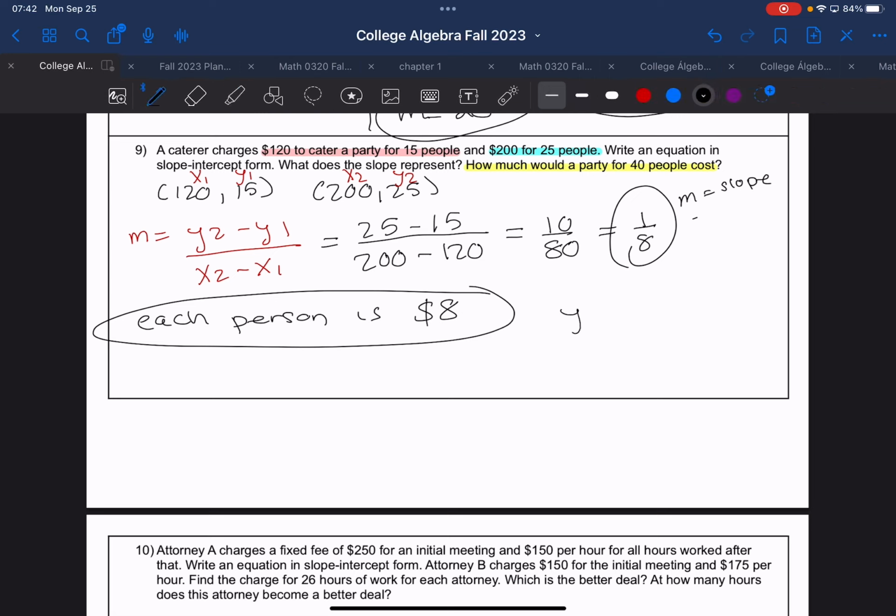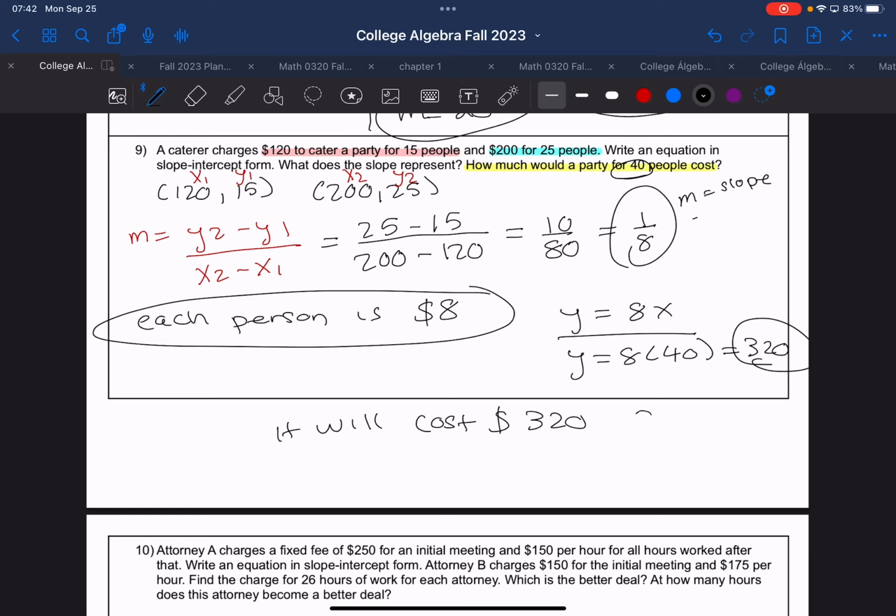So we have the equation y is equal to 8x. We don't have any additional information about the y-intercept. So y is equal to 8x. So where would we plug in that 40? X. So we have y is equal to 8 times 40, which gives us 320. And that 320, if we were to write that in a sentence, we would say what? Good. It will cost $320 for 40 people.